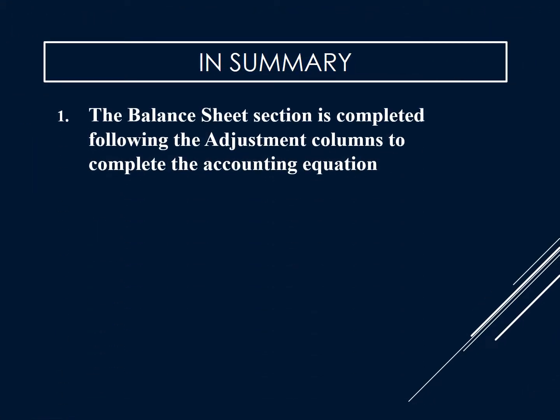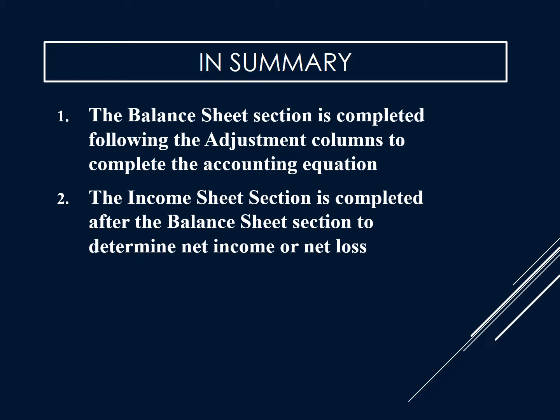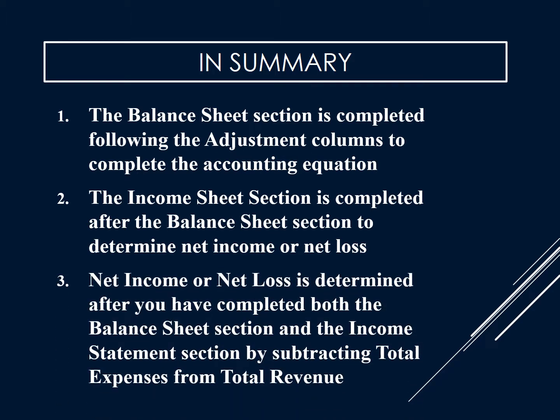In summary, the balance sheet section is completed following the adjustment columns to complete the accounting equation. The income statement section is completed after the balance sheet section to determine net income or net loss. Net income or net loss is determined after you have completed both the balance sheet section and the income statement section by subtracting your total expenses from total revenue.